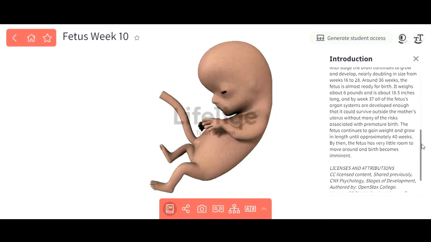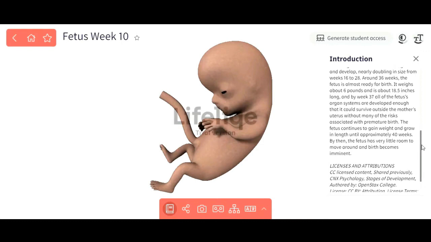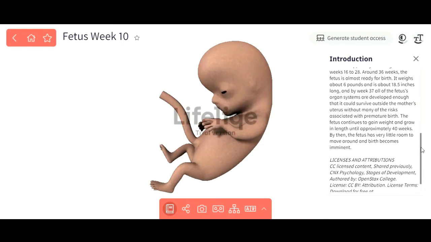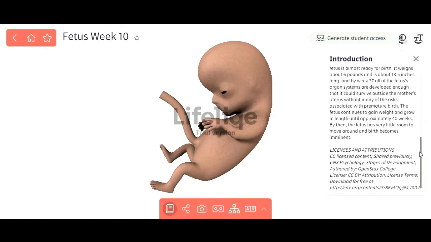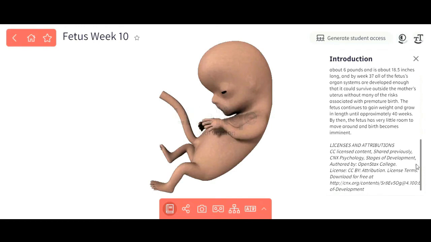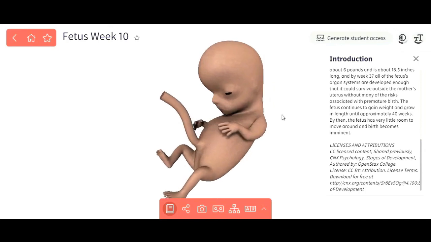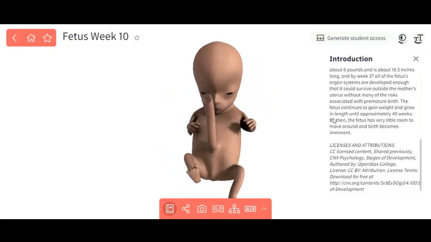The fetus continues to gain weight and grow in length until approximately 40 weeks. By then, the fetus has very little room to move around and birth becomes imminent. This is the anatomy and the 3D animations of the fetus in week 10.